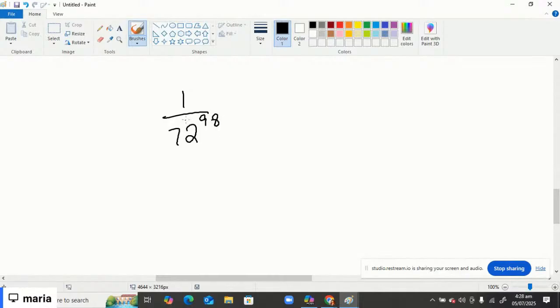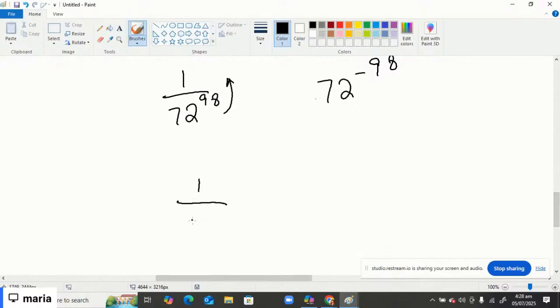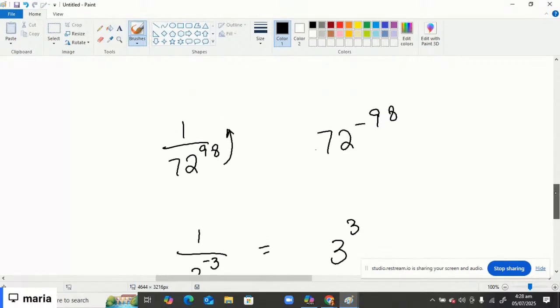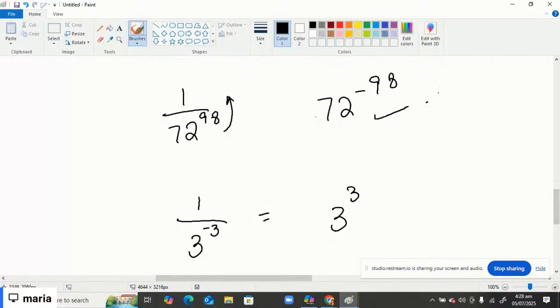Remember one thing: when something is in the denominator and we put it in the numerator, its power becomes negative. We are not putting the sign with the number, negative 7, no, we are just making the power negative. It's negative 98. Sometimes it may be in this form, 1 over 3 power negative 3. When this negative 3 moves up, it becomes positive 3. But if there is a positive sign, when it moves up, it becomes negative. All right, this is basically negative exponents.